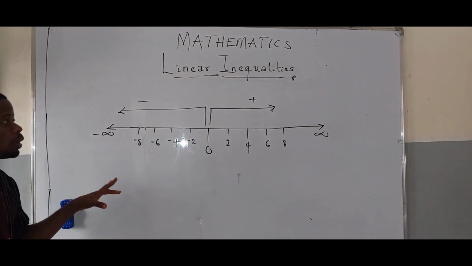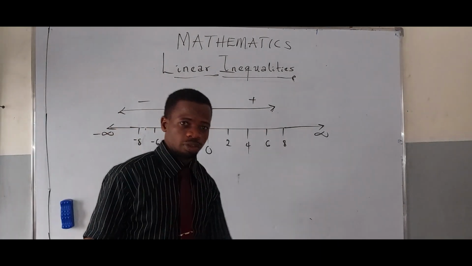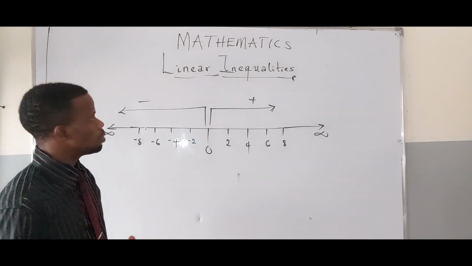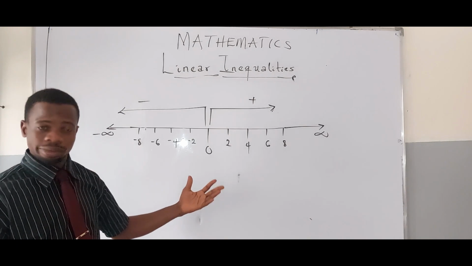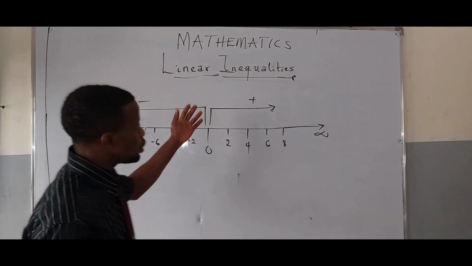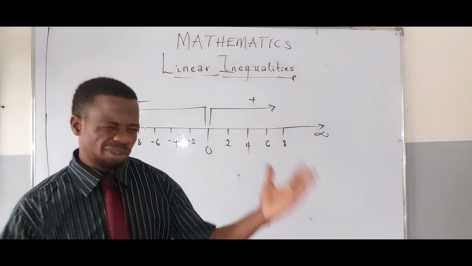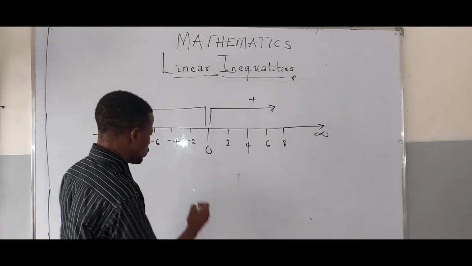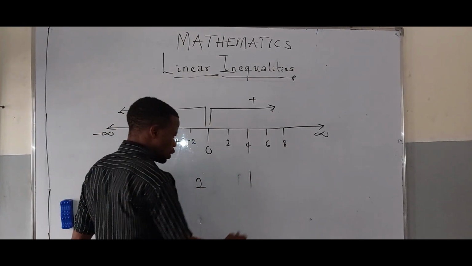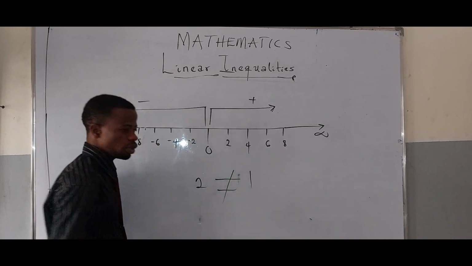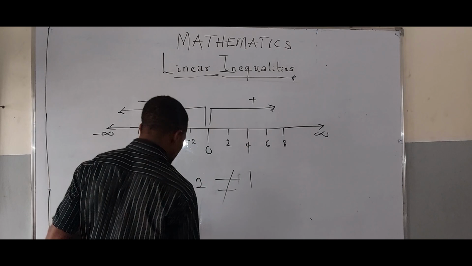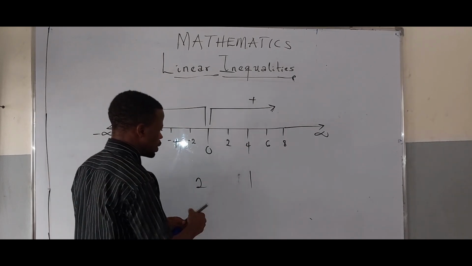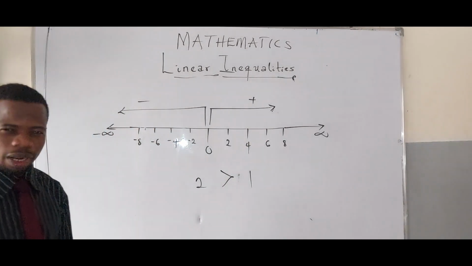Now, today we're talking about linear inequalities. Let's look at it from the word linear. Linear means on a line, a straight line. Inequalities are when two things are not equal. For example, you have 2, you have 1. This 2 is not equal to 1, because 2 is expected to be greater than 1, right?